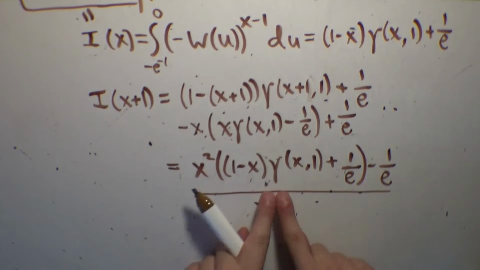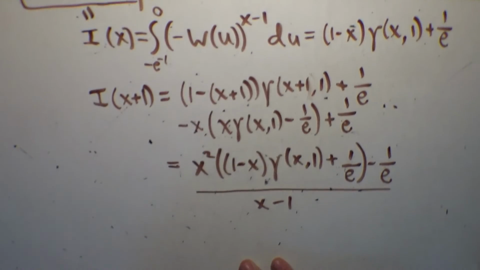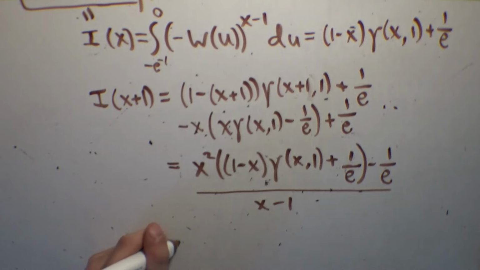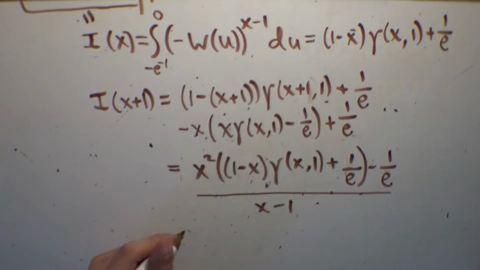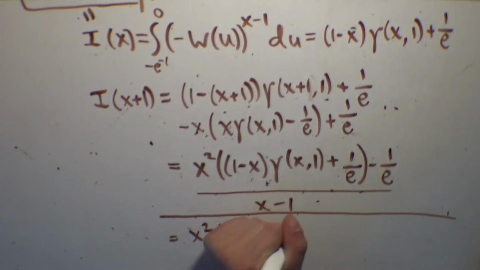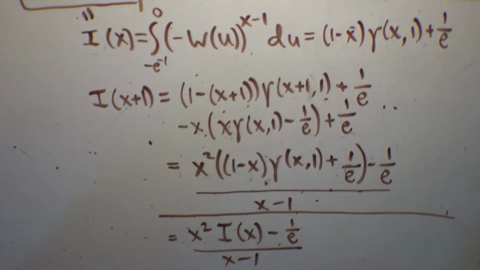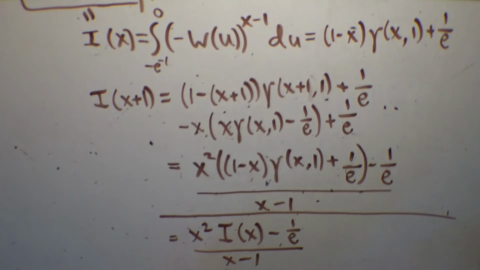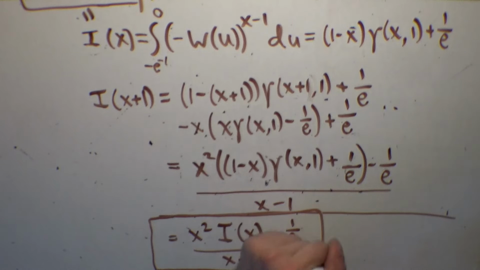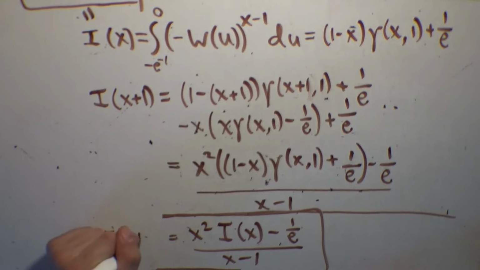And you'll notice there's our expression for I of x, which is absolutely brilliant, because now we can just say that this is equal to x squared times I of x minus 1 over e, divided by x minus 1. I hope that's visible at the bottom of the screen. The little record symbol is in the way, but I think you can sort of see that at the bottom, right? So this is I of x plus 1.